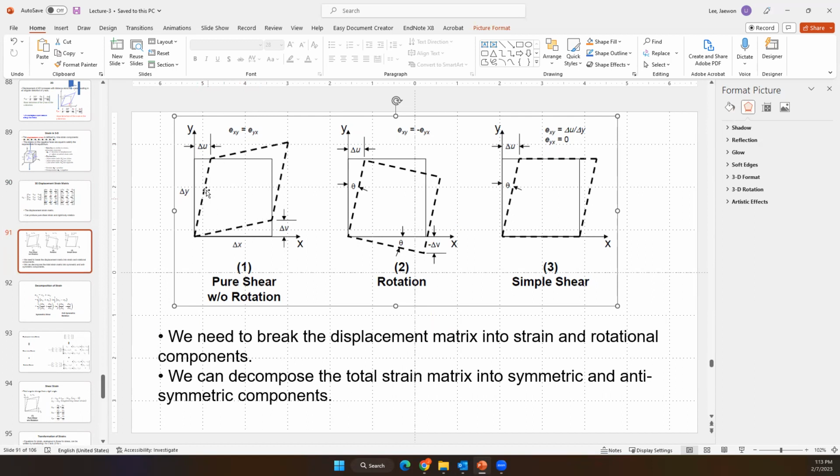If we assume EXY equals EYX, do you understand? So the EXY change is equal to EYX. This change and this change are the same. At that time you can assume EXY equals EYX. But if there is a rotation like theta, EXY equals minus EYX. This is minus EYX, a negative value.